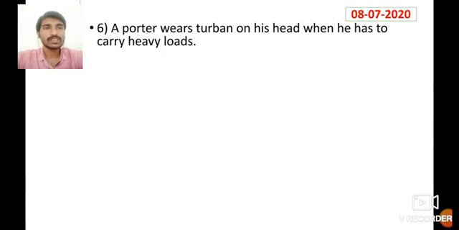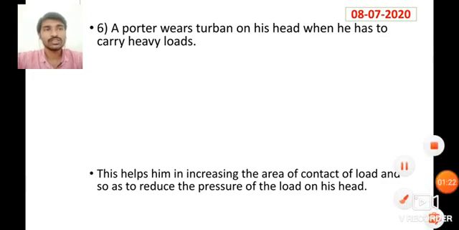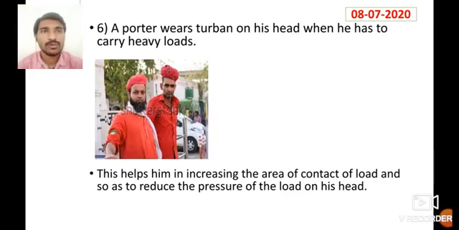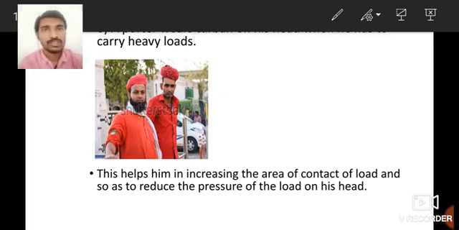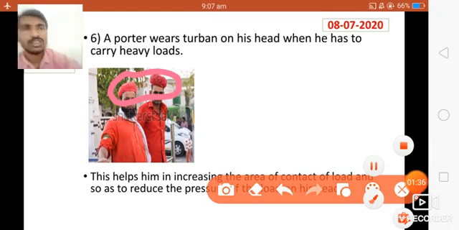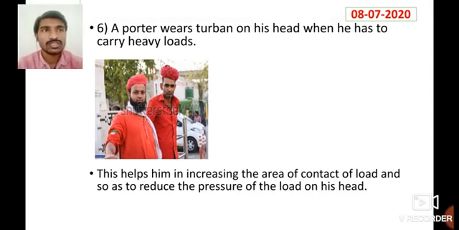A potter wears a turban on his head when he has to carry heavy loads. So this helps him in increasing the area of contact of the load and so as to reduce the pressure of the load on his head. Here you can see a potter is wearing a turban. Here the turban is nothing but it is made up of cloth. Can you see on his head? So this is called a turban. This is used when he has to carry heavy loads on his head.